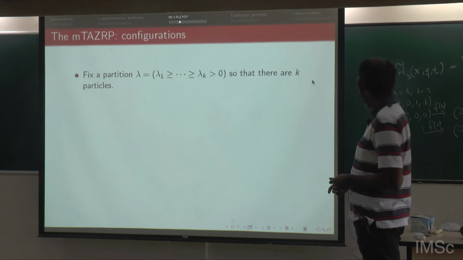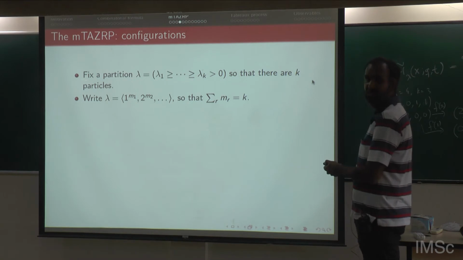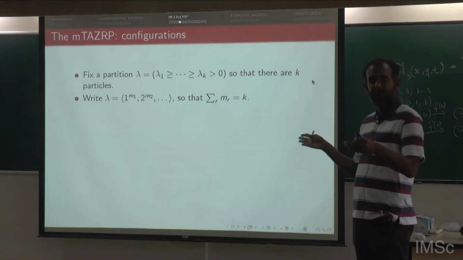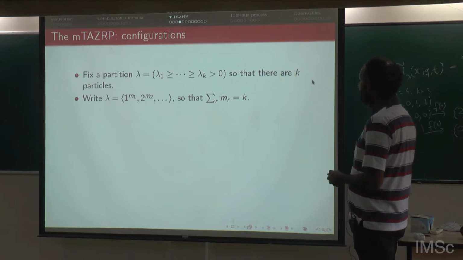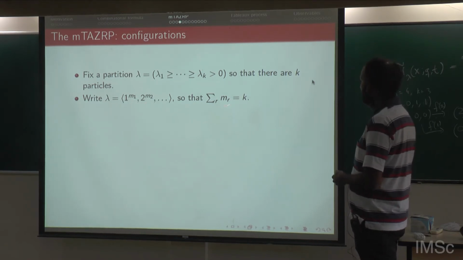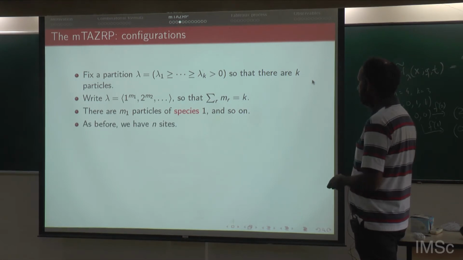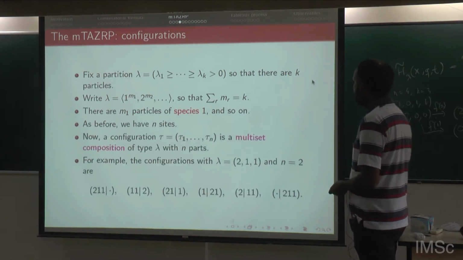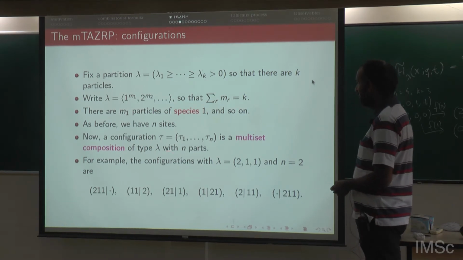Okay, so I'll give an example. So there'll be k particles. So lambda 1 is the first particle, lambda 2 is the second. There can be equalities. So you can have several particles which are the same and so on. So if we write lambda in frequency notation, which is 1 to the m1, 2 to the m2, and so on, meaning m1 ones in lambda, m2 twos, and so on, then the sum of these mi's, multiplicities, is k. So as I said, there are m1 particles of species 1 and so on. And we have again n sites as before. Now any configuration is what we call a multi-set composition of type lambda with n parts.